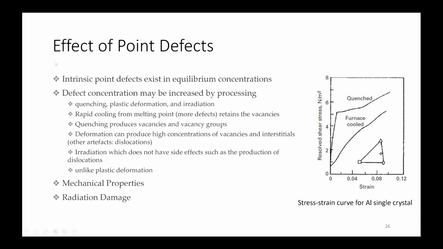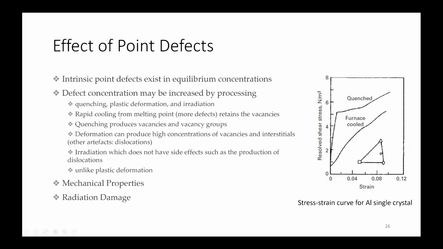Okay, so effect of point defects. How to generate point defects in a material? You can either quench the material, you can plastically deform it, or you can irradiate it. These are various methods to generate defects. Now, the first method is rapid cooling from the melting point. Then more defects will be retained at room temperature.